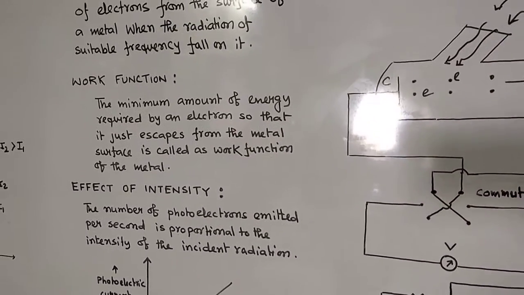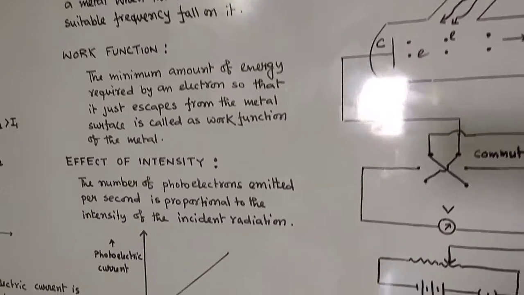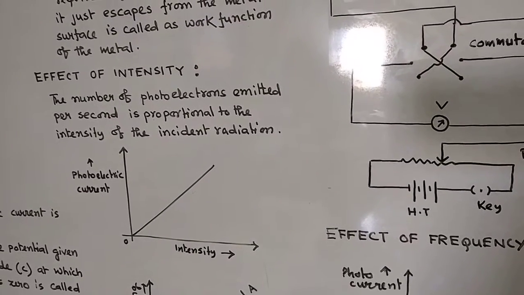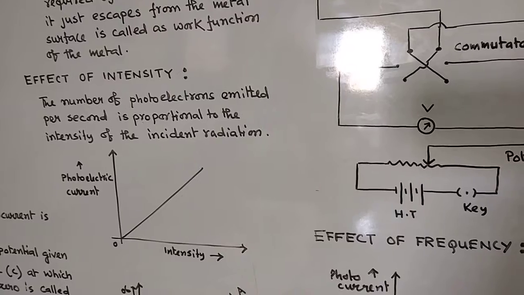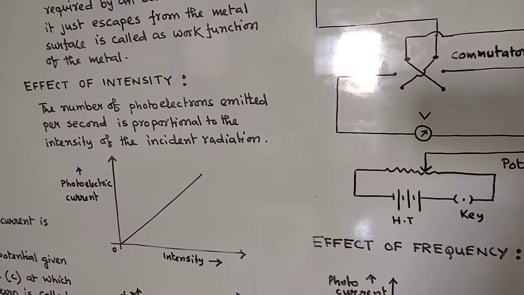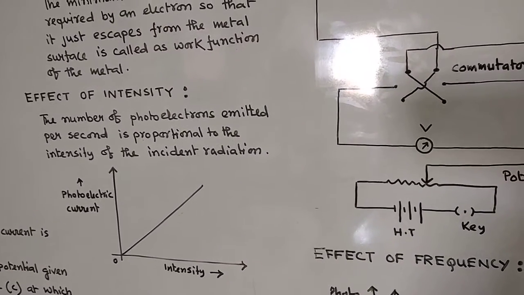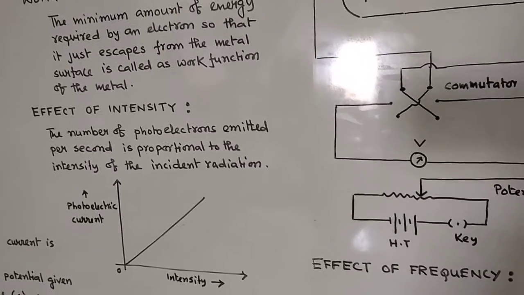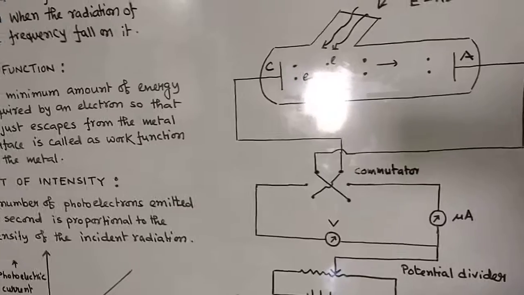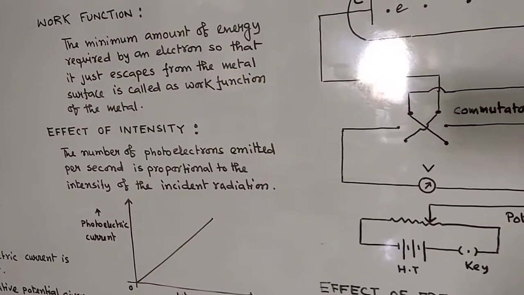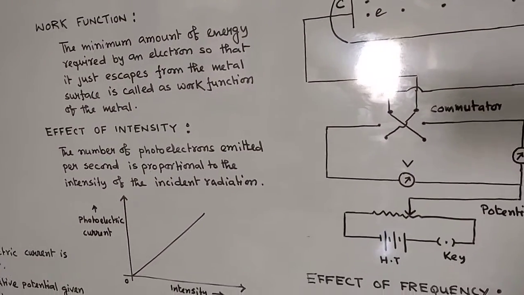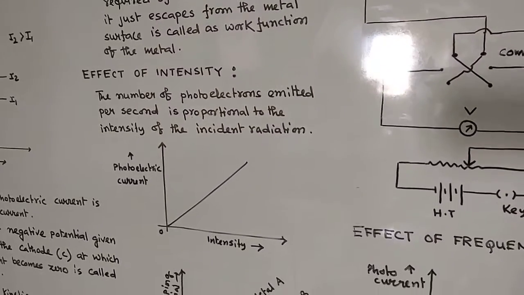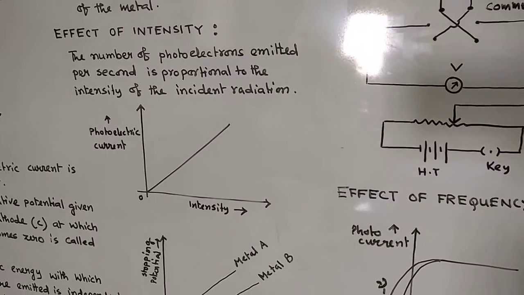Increase in the intensity only increases the number of electrons. So this is your graph, effect of intensity, whatever we have written. The number of photoelectrons emitted per second is proportional to the intensity of the incident radiation. So more electrons will come out if intensity increases. Now more electrons means more current. So this is your graph, a straight line passing through the origin.